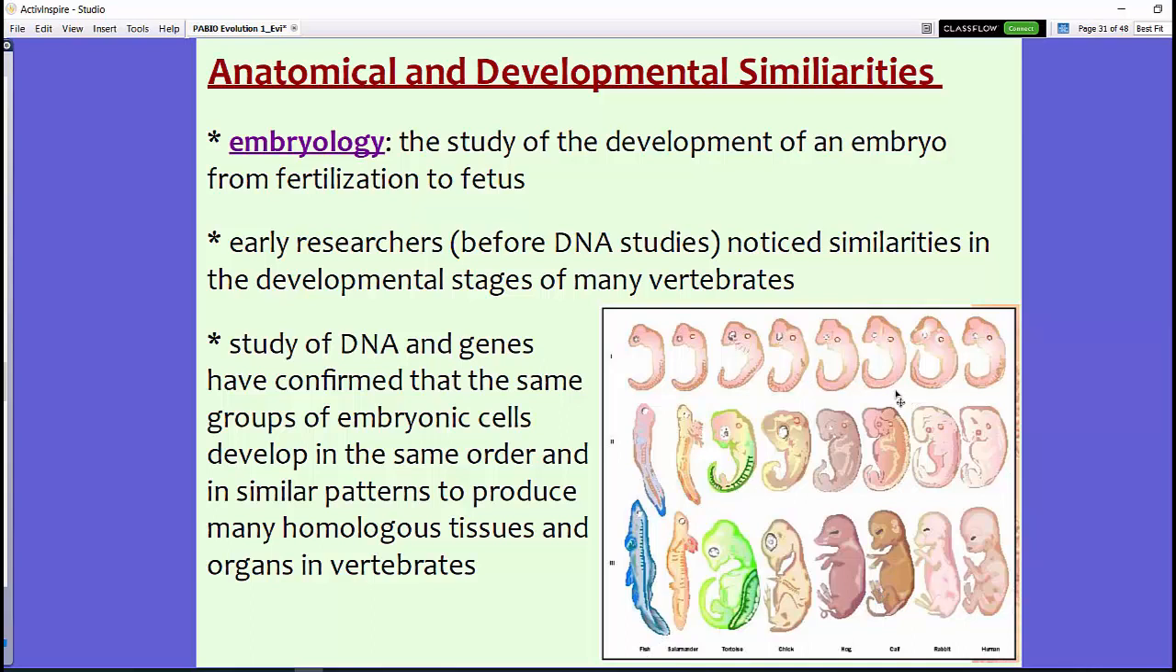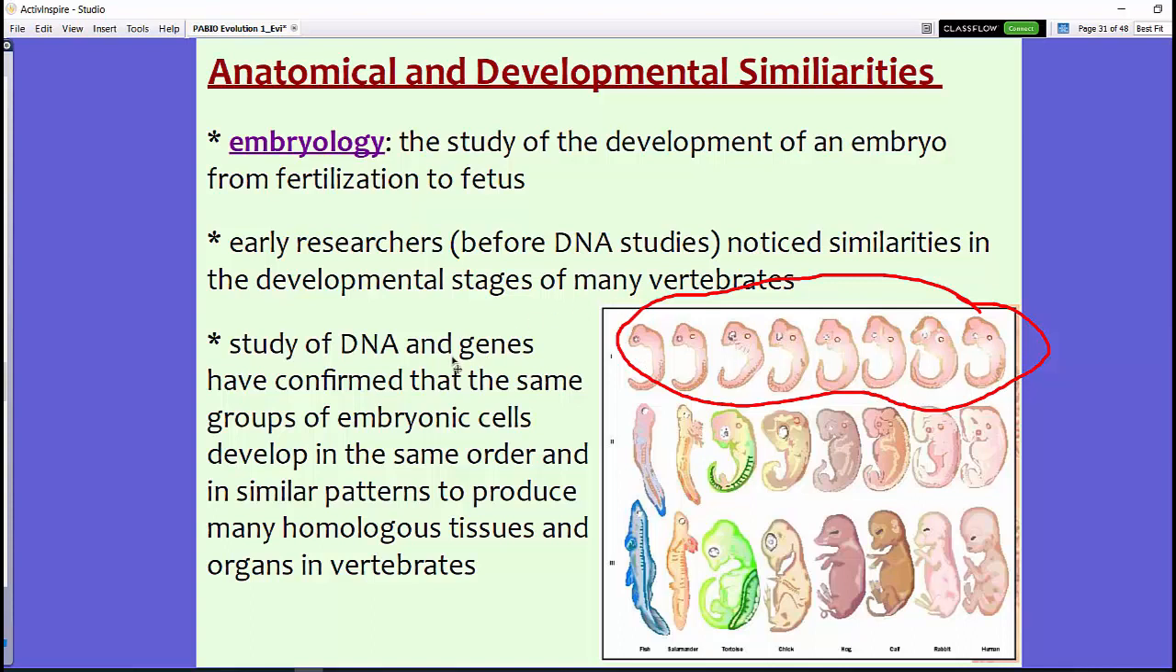We have a picture here that, of course, if you look down on the bottom, you'll probably see what we are. But if you just cover your hand a little bit and just take a look at this very top section here, the one that I'm going to circle really horribly right there, everything looks the same. Just by looking at this top row, you probably cannot determine what is the human and what is anything else. So before DNA studies really came about, early researchers and early embryologists noticed that there are these similarities in the developmental stages of many vertebrates. Like I mentioned, we all look pretty much the same.